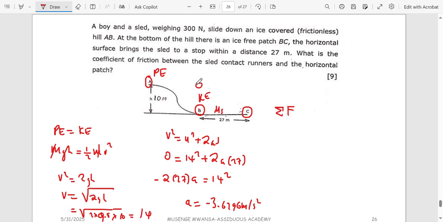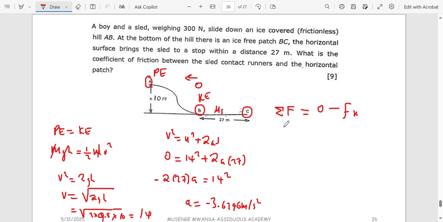When this object was at this point, there was no force pulling it forward. It was just moving because of that ability to slide. But because this surface has friction, there is a force going in the opposite direction. So say net force is equal to what? Do we have any forward force? No, it's zero. How about a backward force from B to C? There is friction.